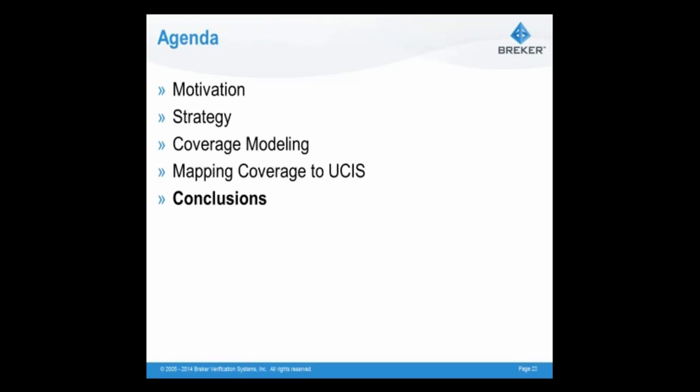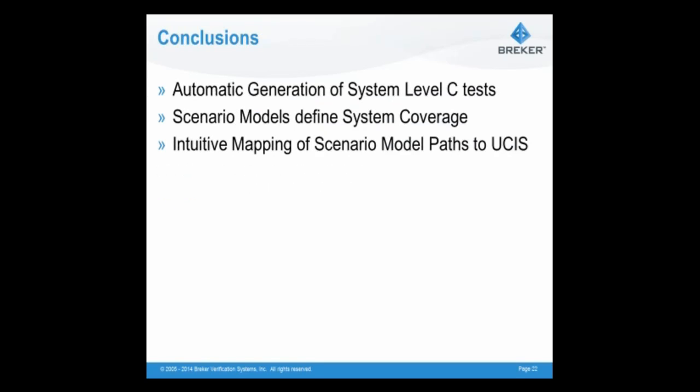So, in conclusion, at Brecker here, we are focused on the automatic generation of system-level C test cases for SoC designs. The strategy is to generate these C tests from something that we're calling a scenario model. And really that scenario model is all about coming up with a coverage model for the system. And it turns out that you can take that graph-based model and map it to UCIS without much fuss.